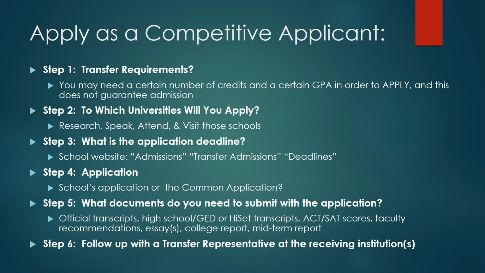Step 3. What are the application deadlines? You can find these on the school's website. Step 4. Application. Will you be using the school's application or the common application? Step 5. What documents will you need to submit with the application? These can include official transcripts, ACT, SAT scores, faculty recommendations, and other forms. Step 6. Follow up with a transfer representative at the receiving institution.